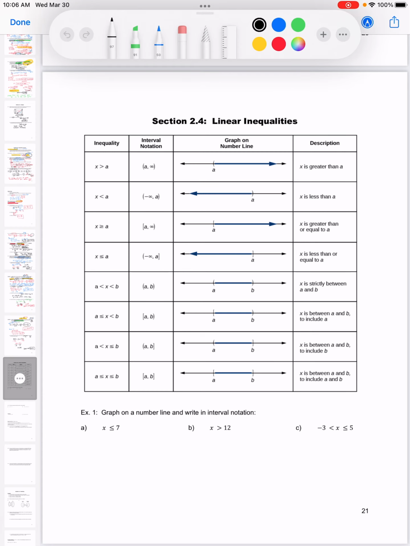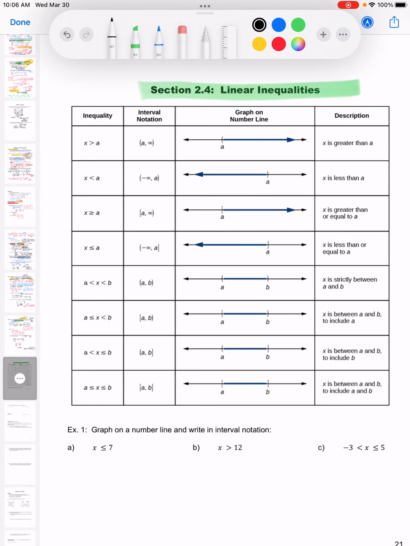In this section, we're going to study linear inequalities. Inequalities, you probably have some familiarity with. They're things where we're going to be using that greater than, less than, greater than or equal to, less than or equal to. So we're going to do a little bit of review of that, and then we're going to use them in a really specific business application and talk about a break-even point.